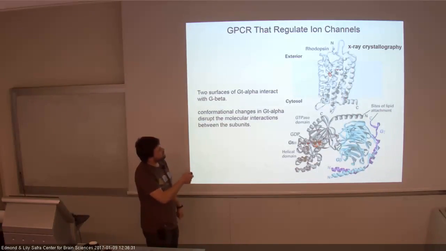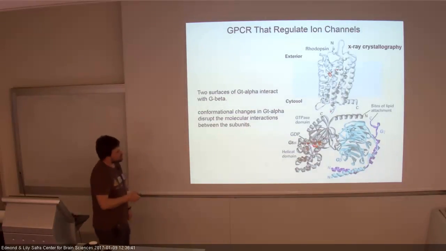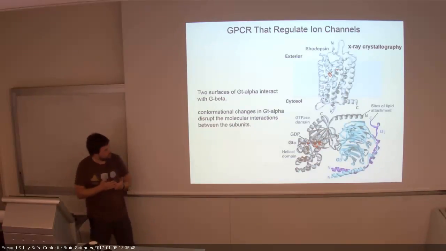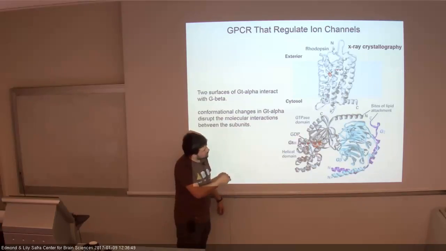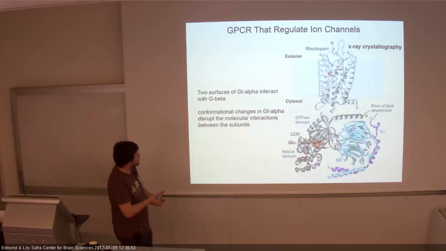After the activation of the receptor, the G protein can associate to this receptor. And after this association, we can have the whole mechanism of switching of the GDP to GTP, the dissociation of the G alpha from the G beta gamma, and the cascade of events that happens after.